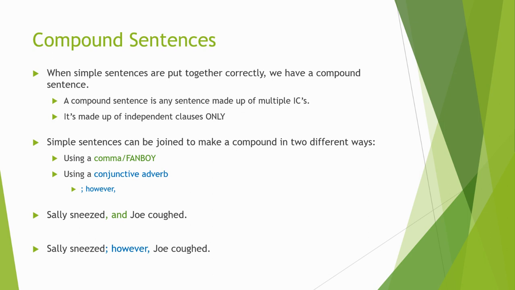So the example would look like this: Sally sneezed, comma, and Joe coughed. That's the comma fanboy in green. Or the conjunctive adverb: Sally sneezed, semicolon, however, comma, Joe coughed. Now, notice one thing here. In both of those examples, let's look at our subjects and our verbs. Sally and Joe, again, sneezed and coughed still.